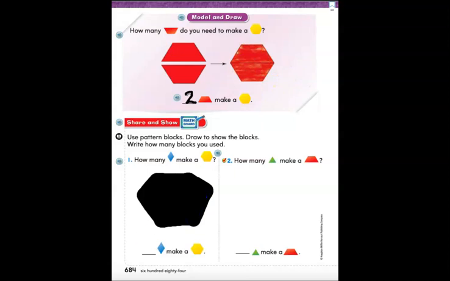All right, so it kind of does look like this, and do you remember how many diamonds I used? I actually used 1 up here, 1 here, and 1 here. So we used 3 diamonds to make a hexagon.